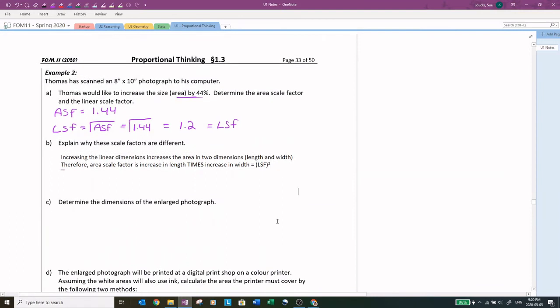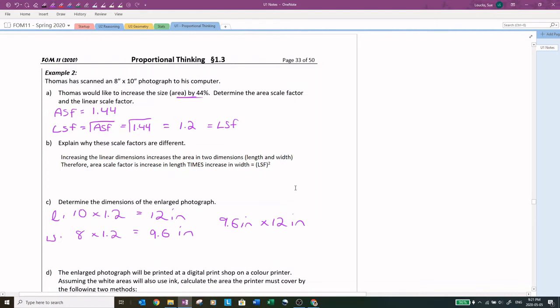Question C, determine the dimensions of the enlarged photograph. Okay, so the length is 10. We're going to multiply that by 1.2, and that gets us 12 inches. And the width is initially 8 inches, and we're going to multiply that by 1.2 to get 9.6 inches. So the dimensions are 9.6 inches by 12 inches.